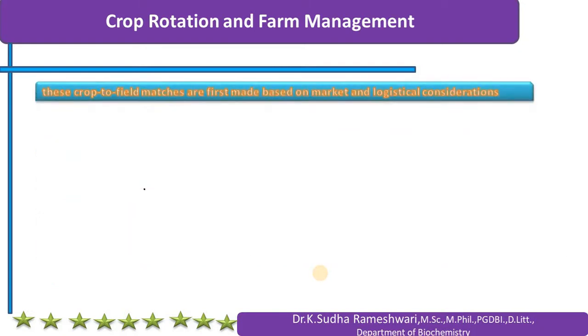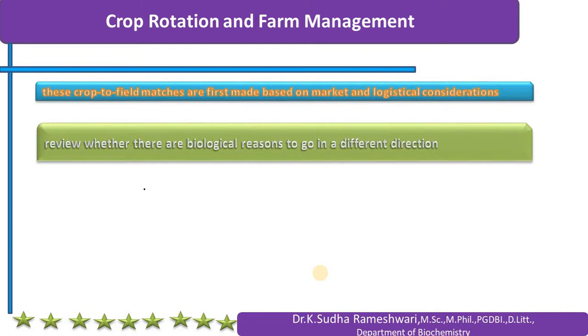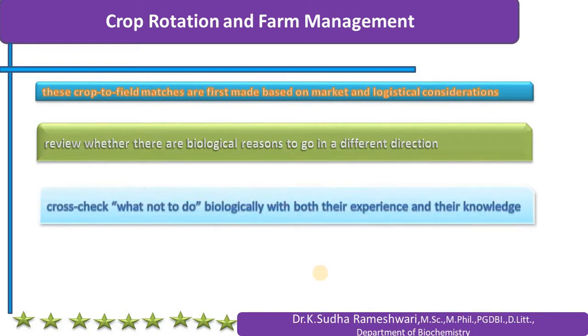Generally, these crop-to-field matches are first made based on market and logistical considerations. Then, expert farmers review whether there are biological reasons to go in a different direction. They cross-check what not to do biologically with both their experience and their knowledge.